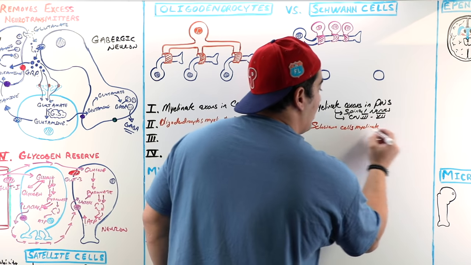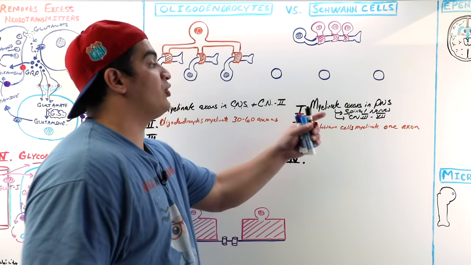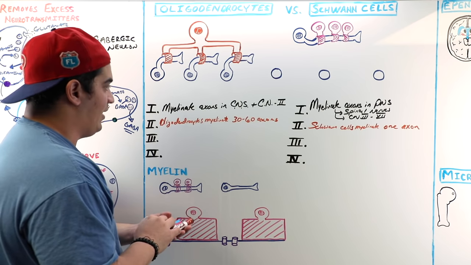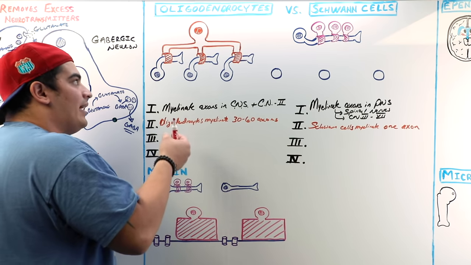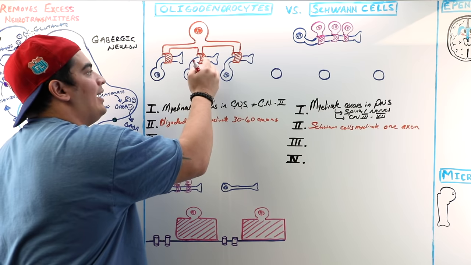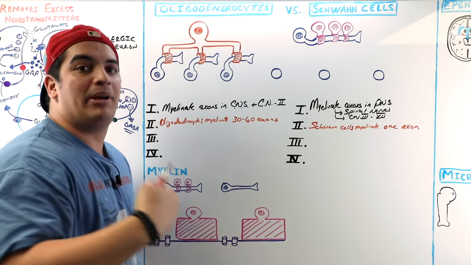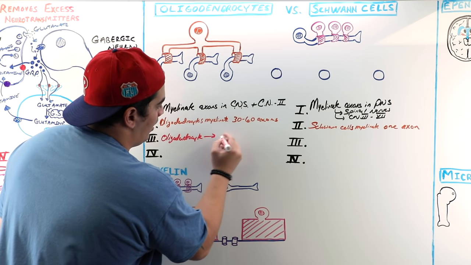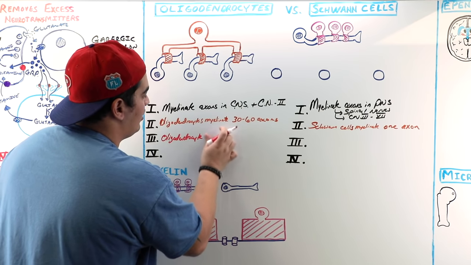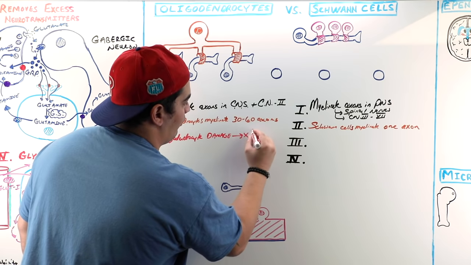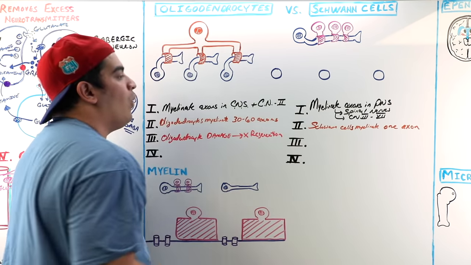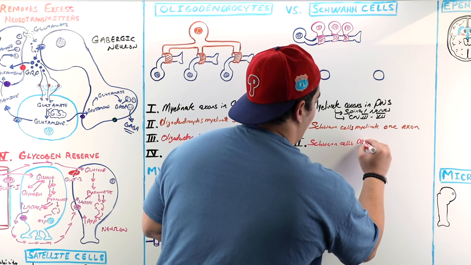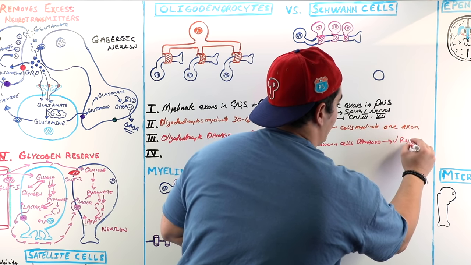So Schwann cells myelinate one axon, and sometimes multiple Schwann cells for one axon. That's very, very important. Okay. The next thing that I want you to understand here is that whenever there is damage to the oligodendrocytes and it causes demyelination of the axons in the central nervous system, that cannot be regenerated. So oligodendrocyte damage: there's no ability for regeneration. Whereas when you talk about Schwann cells, if they're damaged, they do have the ability to regenerate.